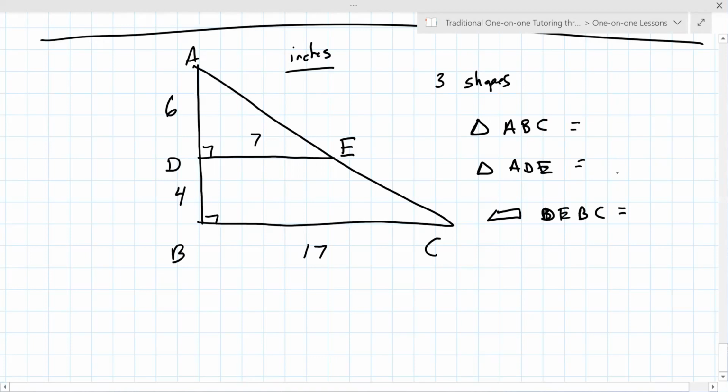Wait, which, wait. 42. Actually, no, 21, 21. 21 inches squared. Yeah. Okay. Wait, let me just check once. Okay. For the second shape, for D, E, B, C, the trapezoid, I got 34 inches squared.